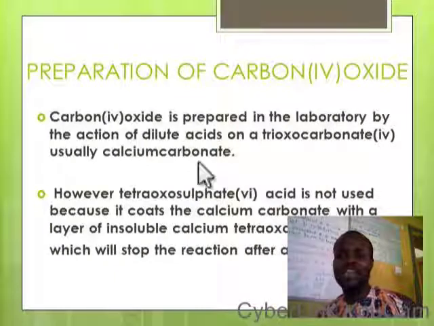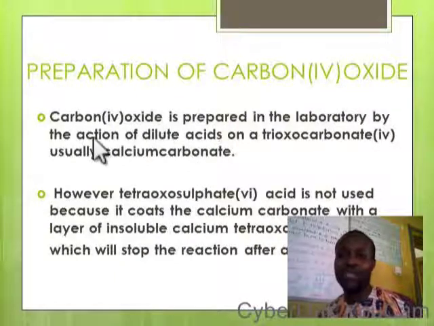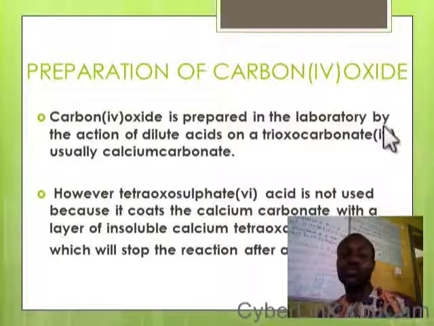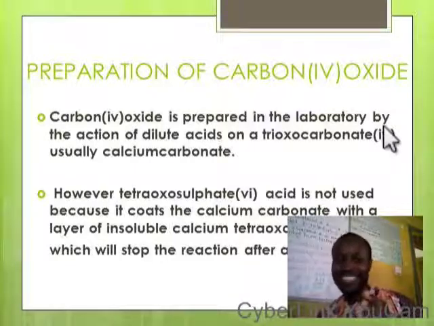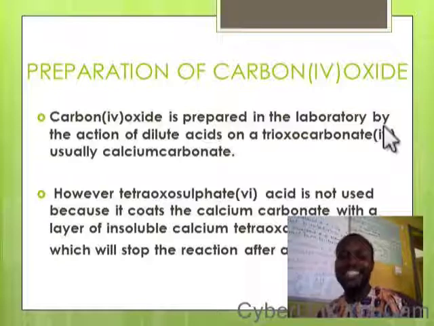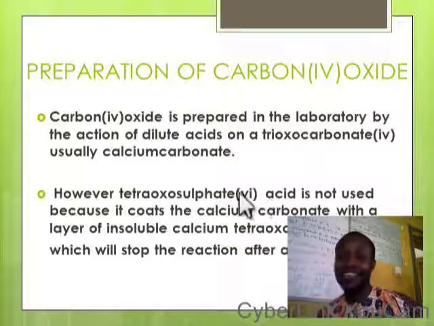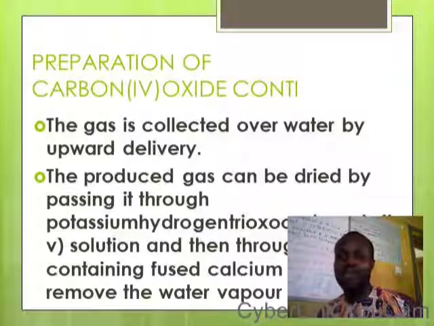And let us see the preparation of carbon(IV) oxide. How do you prepare carbon(IV) oxide? It's prepared in the laboratory by the action of dilute acid on trioxocarbonate(IV). This will inform you to go back to the properties of acids in the videos on acid, base and salt. One of the properties of acids is that they react with trioxocarbonate(IV) to liberate carbon(IV) oxide. This is how it works here. So please go back to that and watch it very well.